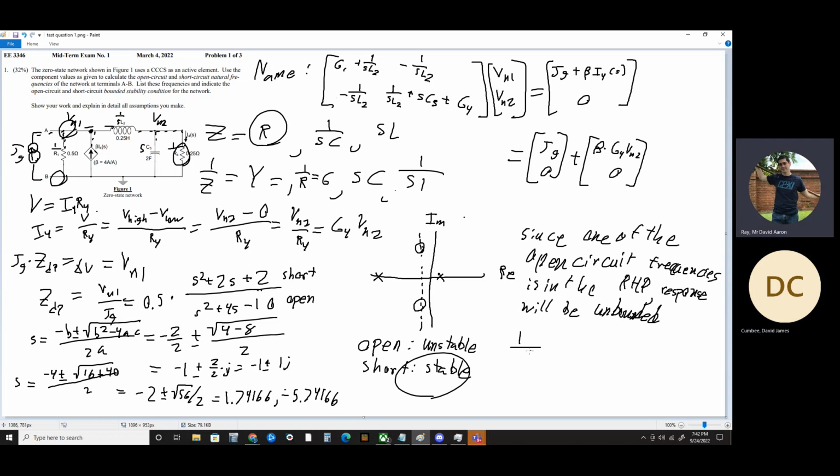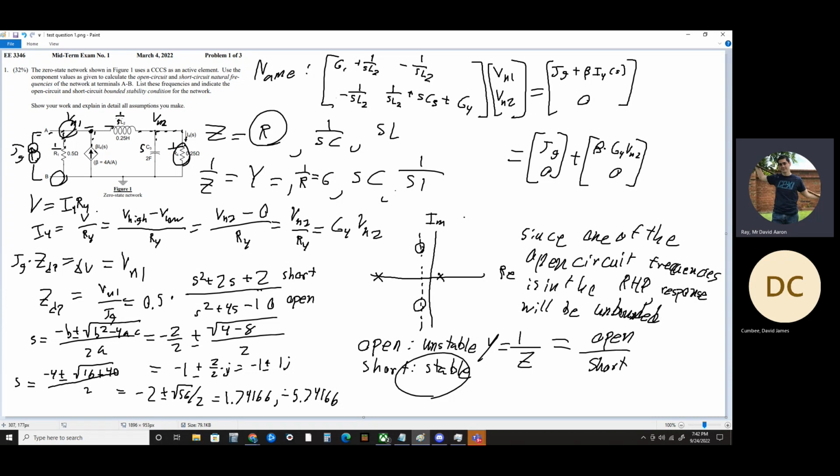And definitely keep in mind that 1 over Z flips it, so Y equals 1 over Z flips it to where open circuit frequencies are on top, and short circuit frequencies are on bottom. And so that would be the answer.